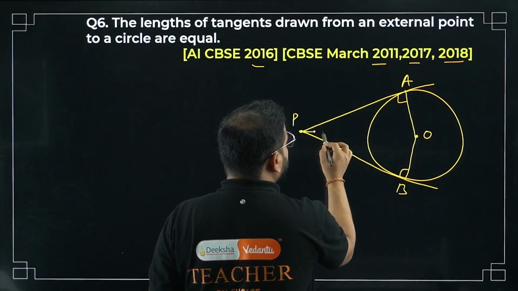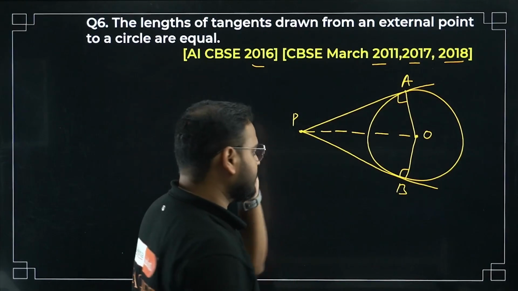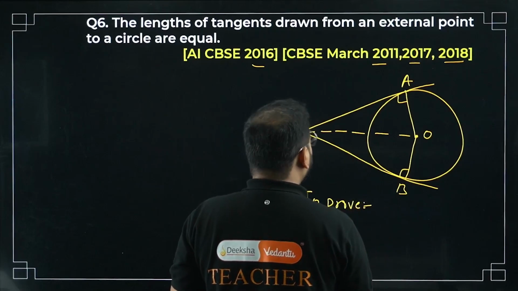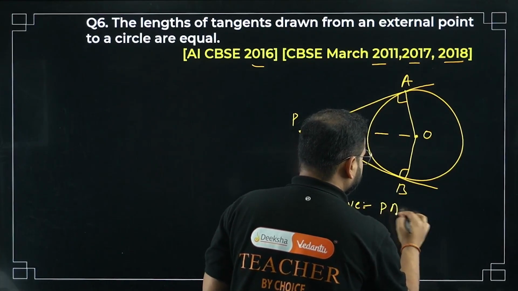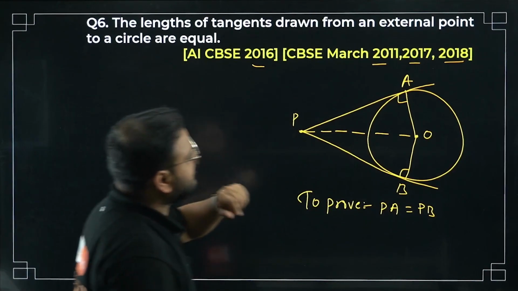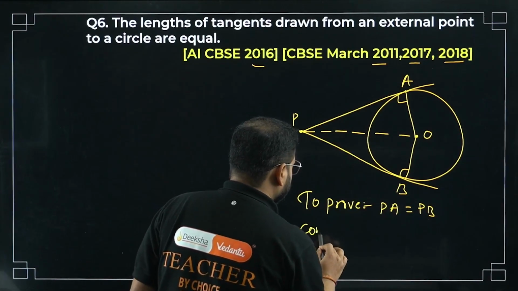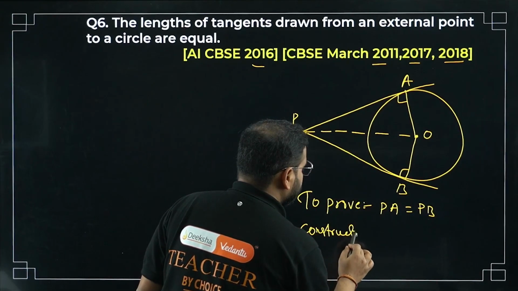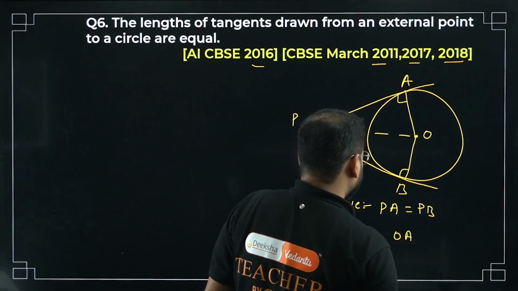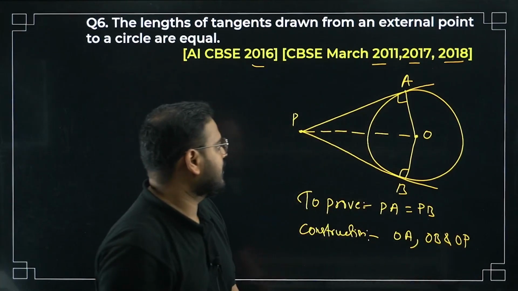So join, bacha. The construction is that this is joining OP. So we'll take the to prove part first. To prove is, sir, PA equals to PB. These two are tangents, right? So PA equal to PB. Okay. What's the construction, bacha? Construction is, bacha, OA. So join OA, OB, and OP. Right? Join OA, OB, and OP.